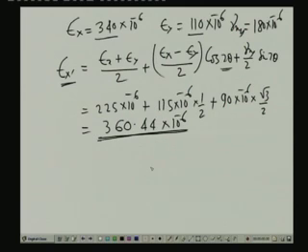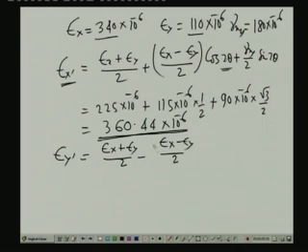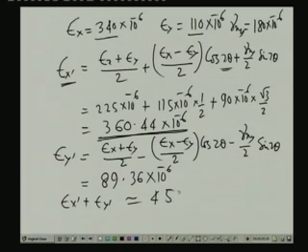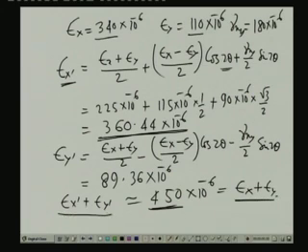Now, correspondingly epsilon y dash is equal to epsilon x plus epsilon y by 2 minus epsilon x minus epsilon y by 2 cos 2 theta minus gamma xy by 2 sin 2 theta, and if we substitute these values, this will come as 89.36 into 10 to the power minus 6. So, if we add the values of epsilon x dash plus epsilon y dash, this will eventually be approximately equal to 450. It should ideally be equal to 450 into 10 to the power minus 6, which is equal to epsilon x plus epsilon y. This we have seen earlier.